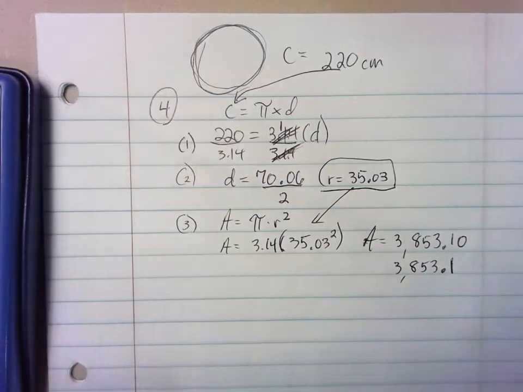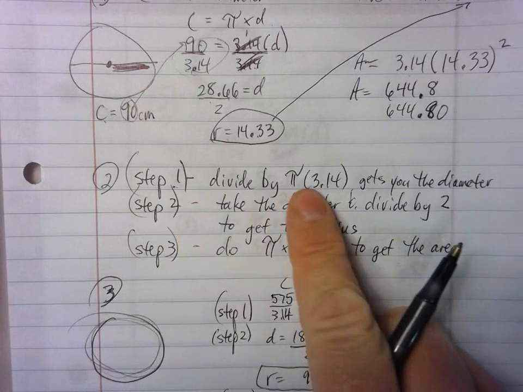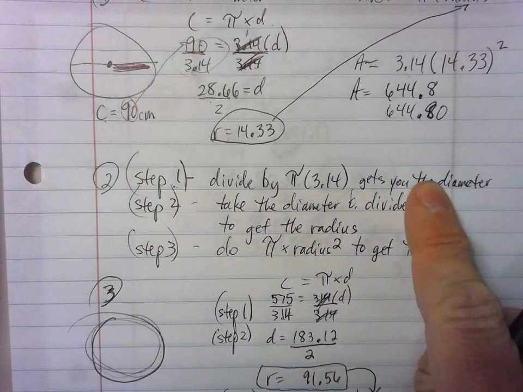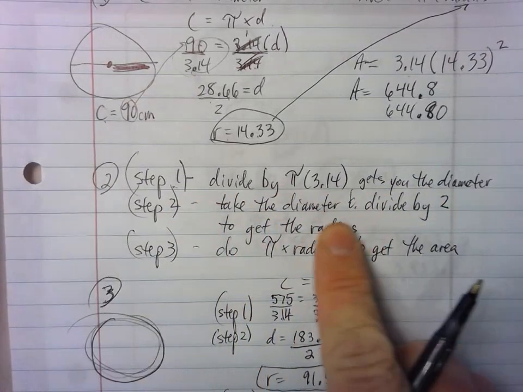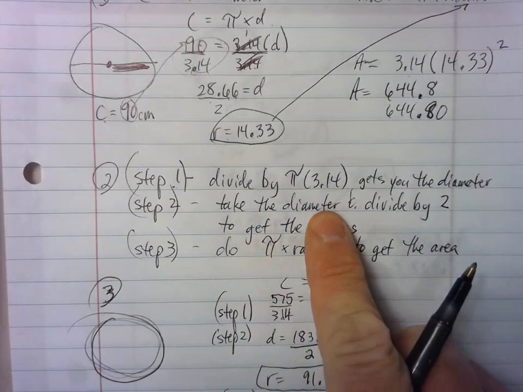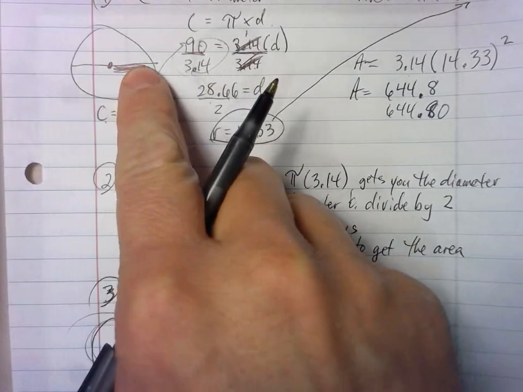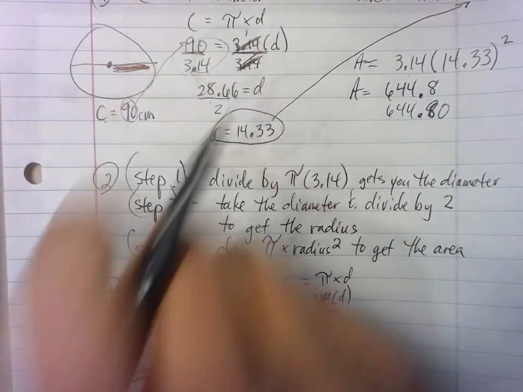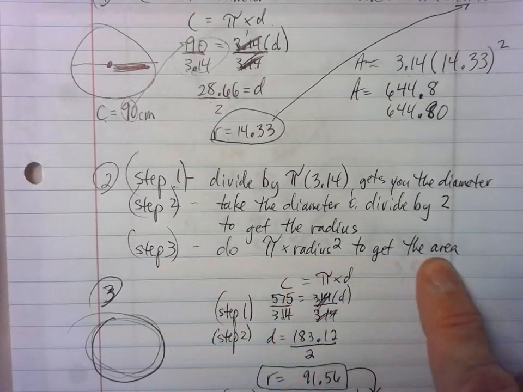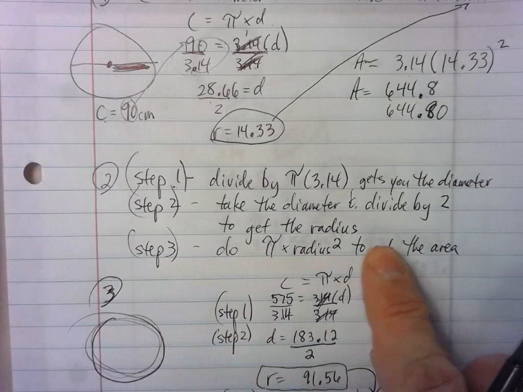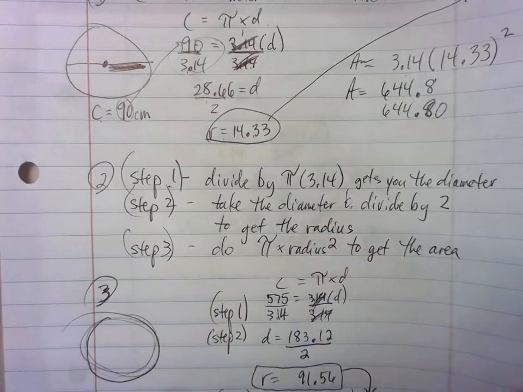Alright, so again, just to show you the 3 steps again. Step 1 is divide by pi. That's going to give you the diameter. Step 2 is you take the diameter, divide it by 2, and that's going to give you the radius, because half the diameter is the radius. Remember, the diameter goes all the way across the circle, radius just goes halfway across the circle. And then step 3, to get the area, you do pi times radius squared. So take that answer that you get, square it, multiply it by pi, you got the area.